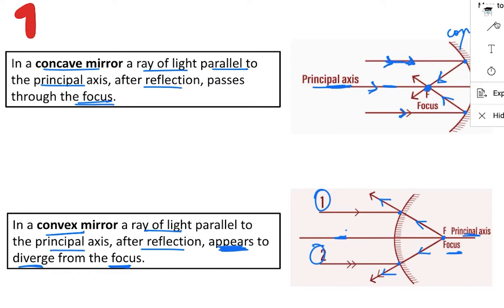So let me see if I can show you an example. I have taken a mirror here.